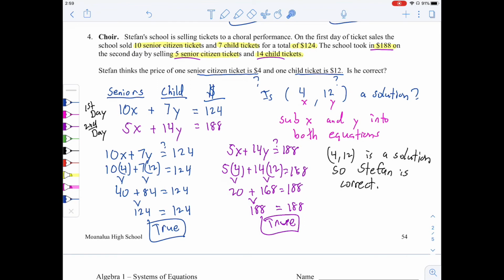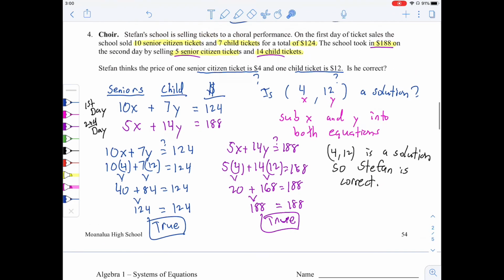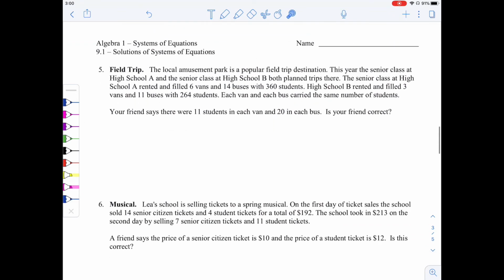Okay, so we set up our equations: 10x plus 7y equals 124, and 5 seniors plus 14 children, 188. Then we see, is (4, 12) correct? You substitute into each equation and see if they come out to be true or false. If both are true, then it is a solution. If one of them is false, it's not a solution. It does not work.